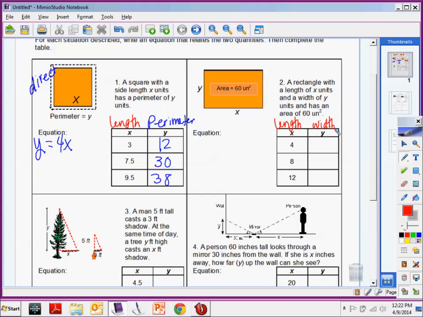Well, what's the area formula for a rectangle? Area equals length times width, and in this case, our length and width are what variables? X and Y. So based on this restriction, what do we know about our function? X times Y has to equal what? 60. So if I need to make this an equation in order to solve for Y, what do I need to do first? Divide by x.